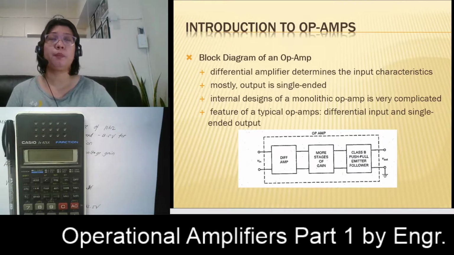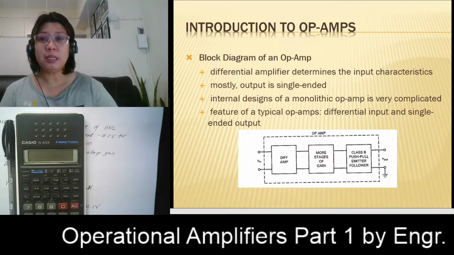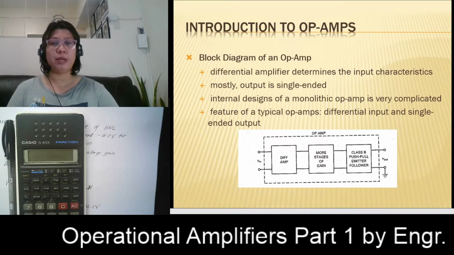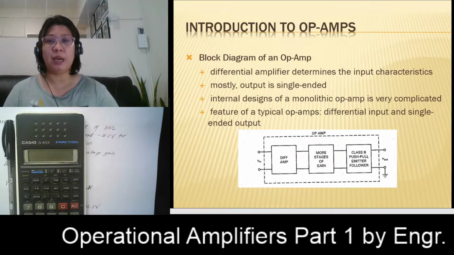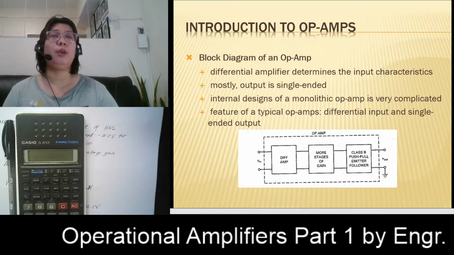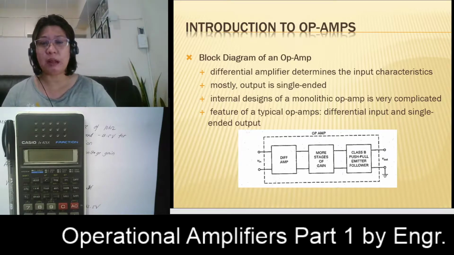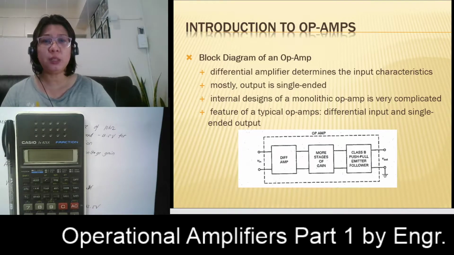This is the block diagram of our operational amplifier. As you can see, it is divided into three blocks. We have the differential amplifier and then more stages of active gain. That means it is made up of several amplifiers which provide the gain for our op amp. And at the output side, it is a class B push-pull emitter follower amplifier.